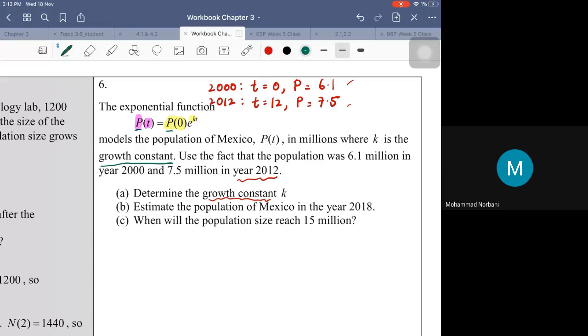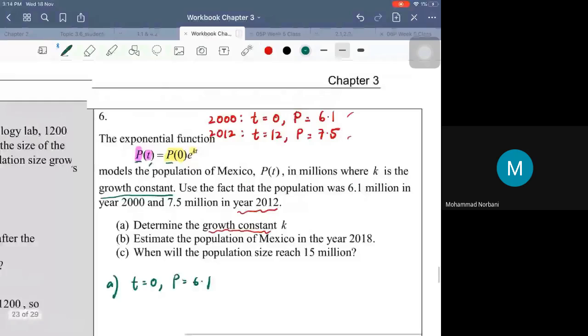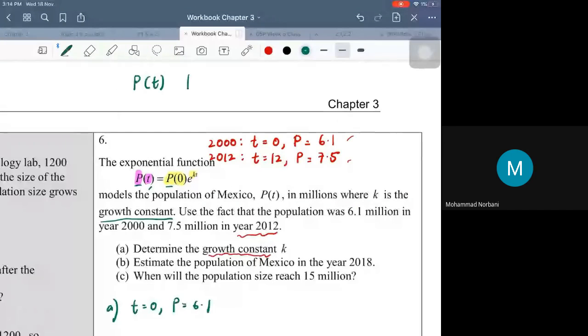So A, we're going to find the growth constant. First I'm going to substitute that when t is equal 0, p is going to equal 6.1. So there goes my p. Actually, in this equation, they wrote p of t. So this is pronounced as p of t. It's not p multiplied by t. It's p of t. It indicates that p will change when t changes. Okay, and there's no problem. We can write it as p equals p naught exponential of kt. Both of these equations are the same. They are equivalent. This is just telling us more information that P depends on T.